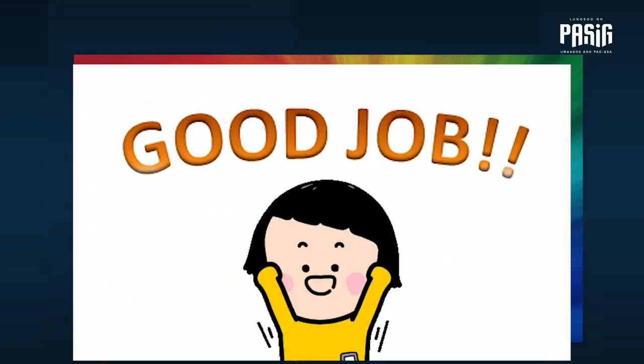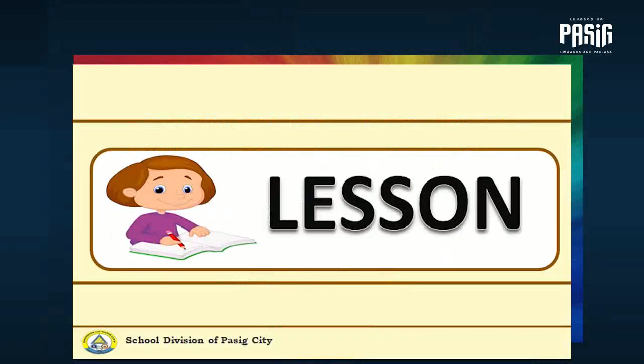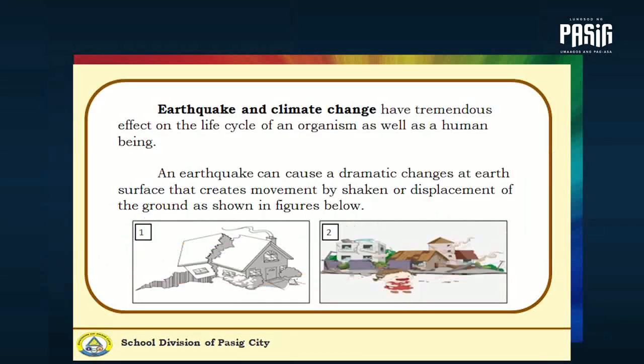Good job, kids! Now, let's move on to our lesson proper. It's all about the effect of earthquake and climate change on the life cycle of an organism. Earthquake and climate change have tremendous effect on the life cycle of an organism as well as human being. An earthquake can cause dramatic changes at Earth's surface that creates movement by shaking or displacement of the ground, as shown in figures below.